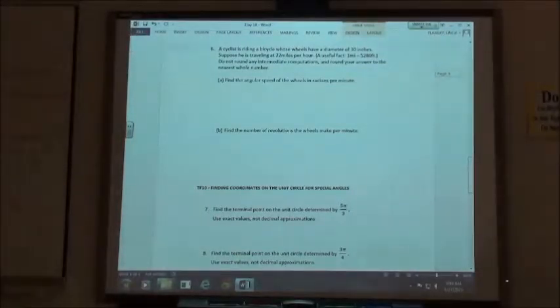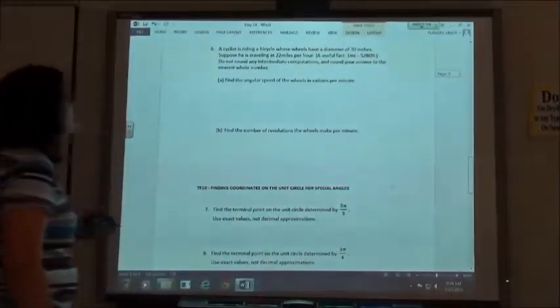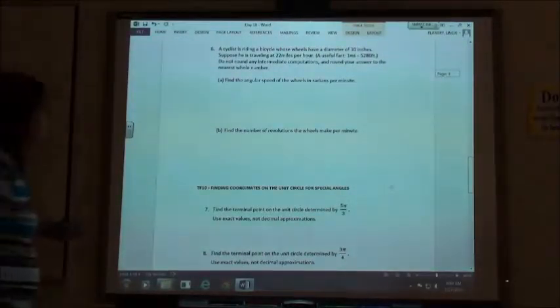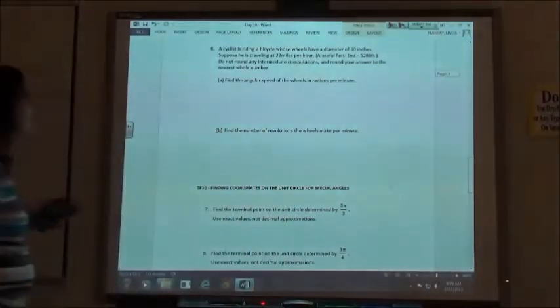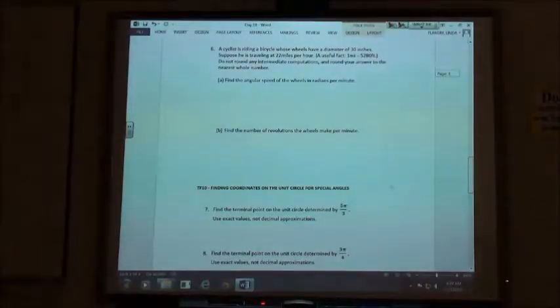So on number 6, it says that a cyclist is riding a bicycle whose wheels have a diameter of 30 inches. Suppose he is traveling at 22 miles per hour. We know that 1 mile is 5,280 feet. Do not round any intermediate computations and round your answer to the nearest whole number. We want to find the angular speed of the wheel in radians per minute. Got a little typo on there.